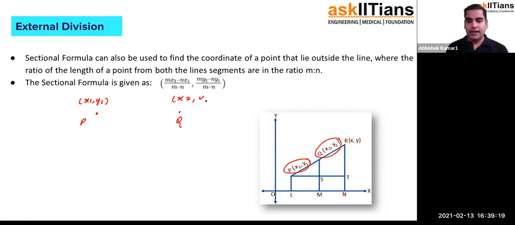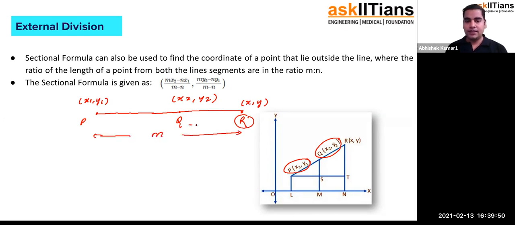All right. And there is a point R which is lying on the extended PQ. You have to be very, very attentive here. This point R, which is dividing PQ, is not lying between P and Q, but it is lying on the extended PQ. So let's say this is R and it has coordinate x comma y. Let us join them. So this is what we got. And let's say this point R is dividing it in the ratio m:n. That means this value is m and that value is n.